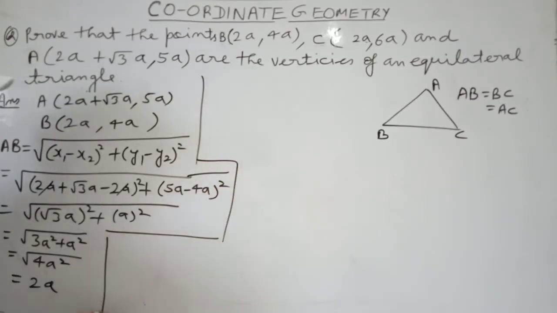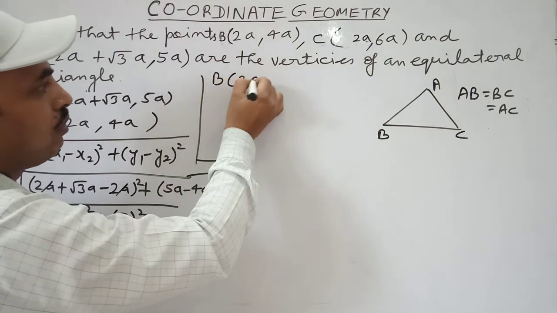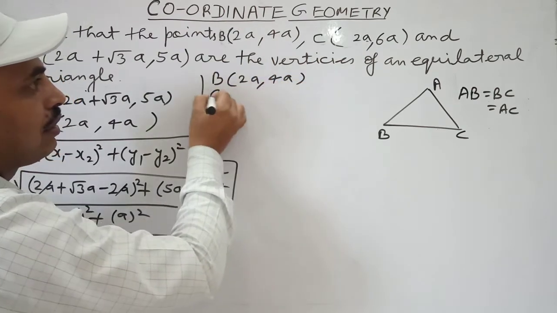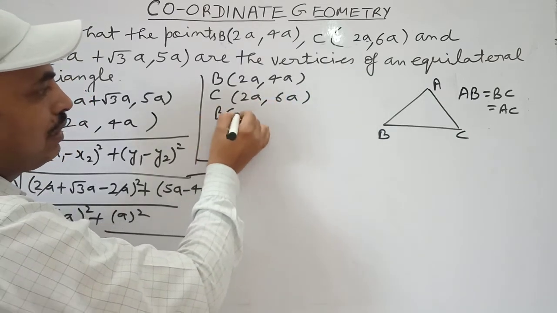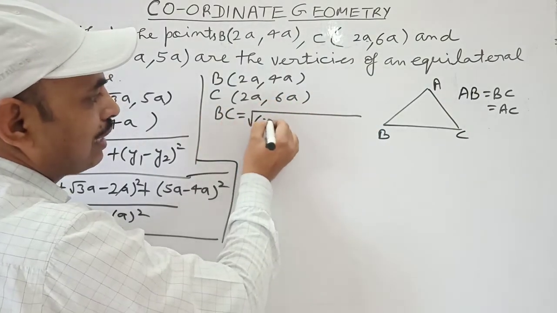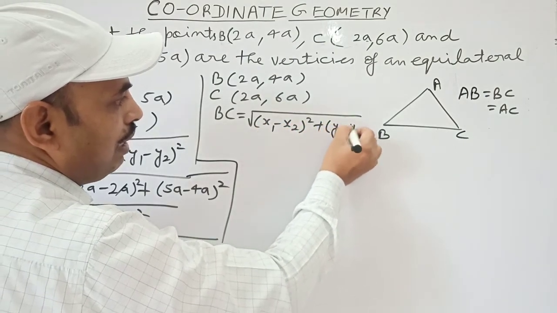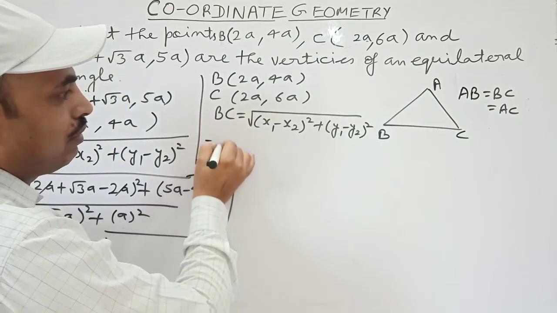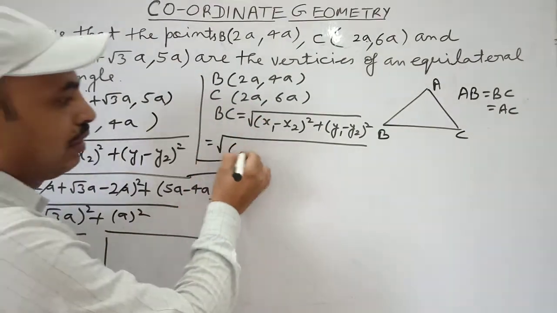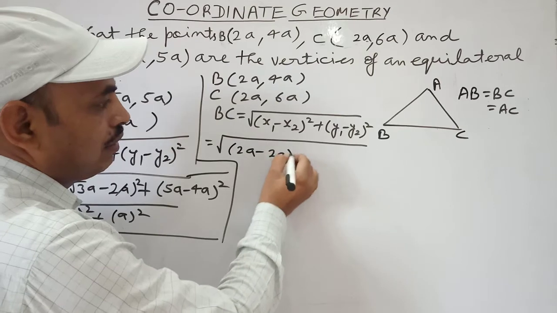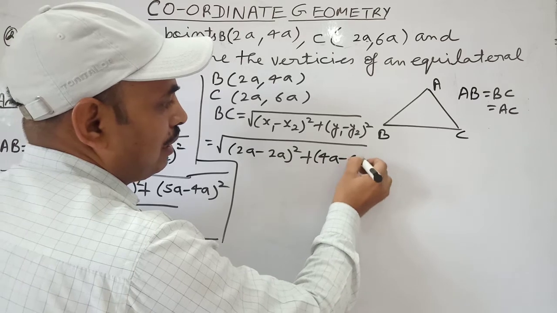Now we find BC. B is (2a, 4a). C is (2a, 6a). We find BC. BC equal to root of (x1 minus x2) whole square plus (y1 minus y2) whole square. (2a minus 2a) whole square plus (4a minus 6a) whole square.